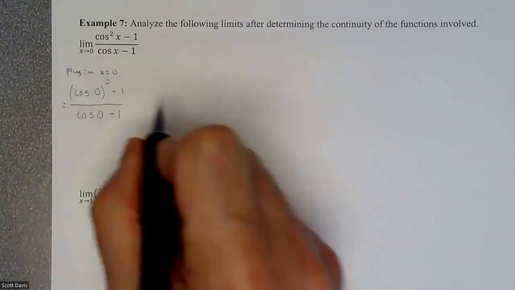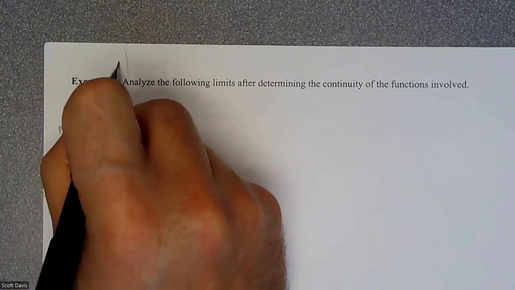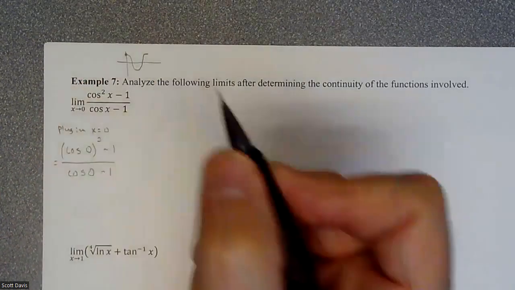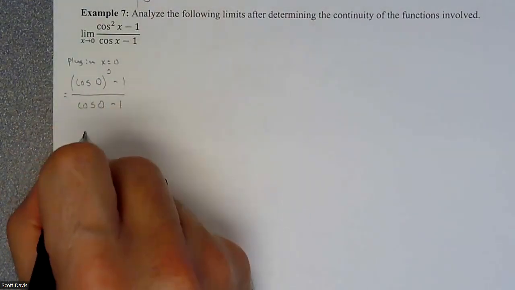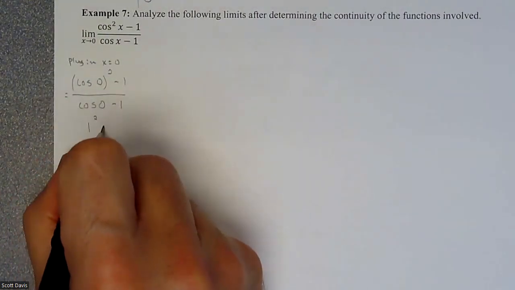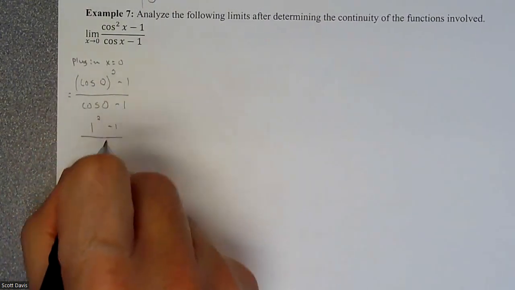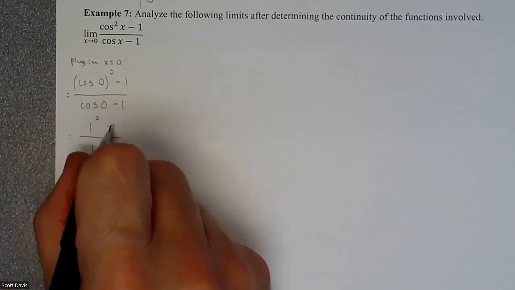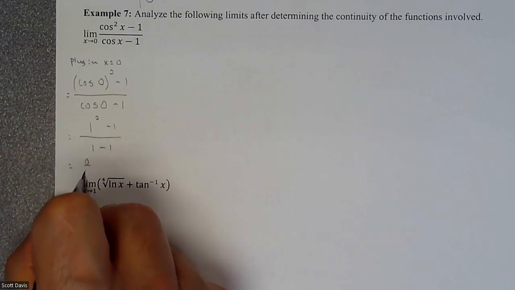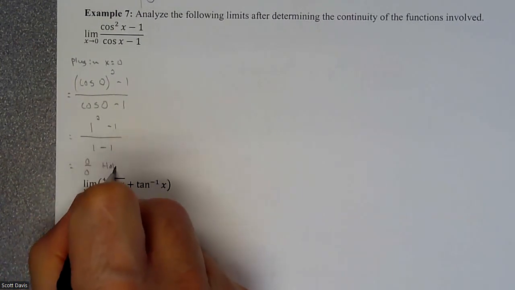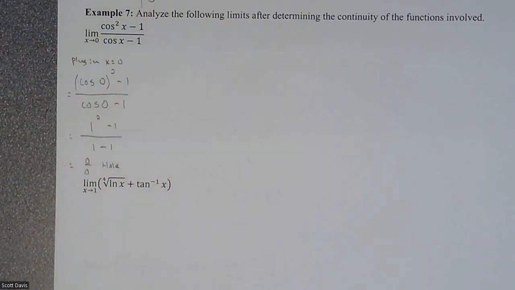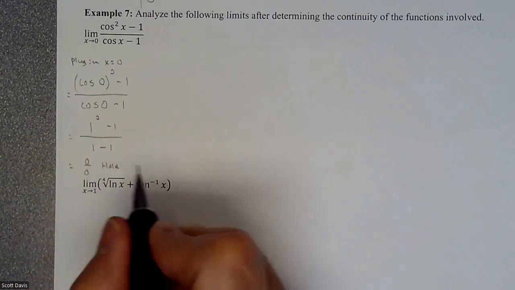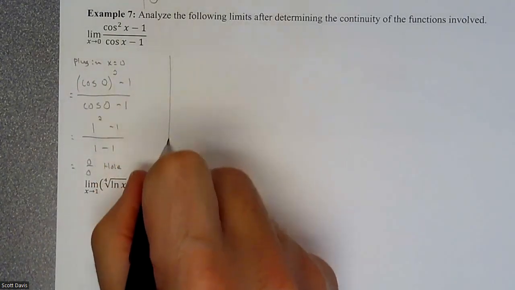Cosine of 0 is 1. And if you don't remember, I think of a cosine graph like this. And there's your cosine of 0. So cosine of 0 is 1 that you're going to square minus 1 over 1 minus 1. And so that is going to be 0 over 0, which probably means we have a hole. So it is a domain problem. However, if it's a hole, the limit's going to exist. So I'm going to continue. So limit's going to exist.